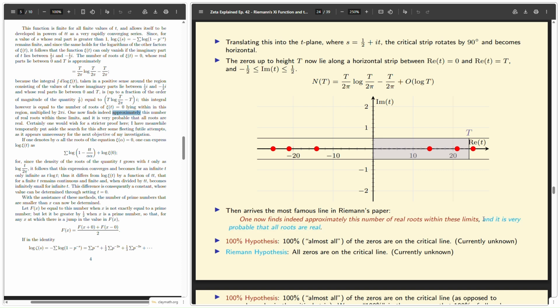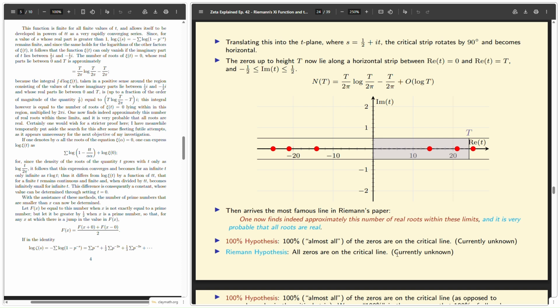Although he doesn't actually claim he has a proof of this. In everything else, he talks as if he's proved everything. But right here, he says it is very probable that all these roots are real. And then later he says, certainly one would wish for a stricter proof here, but I put it aside after some fleeting futile attempts. So he does admit that he doesn't know if this is true, and he hasn't proved it. And the Riemann hypothesis, of course, is that all zeros are on the critical line. In this version of it, it means all of these zeros are on the horizontal real line. It's this blue statement right here.